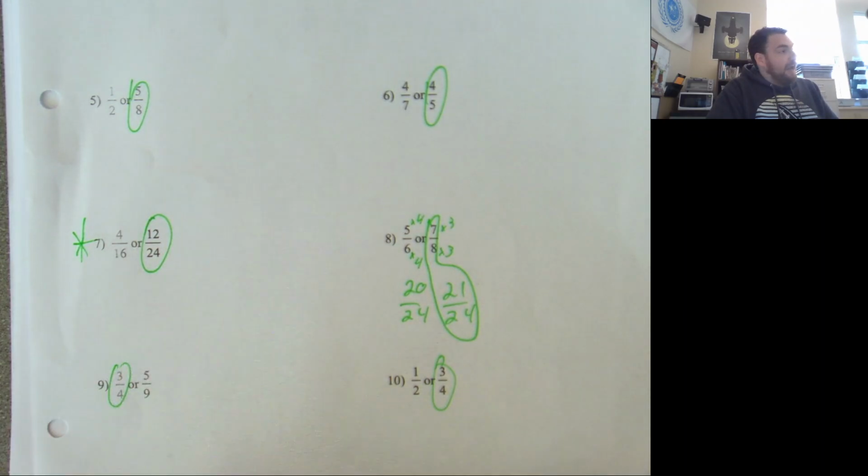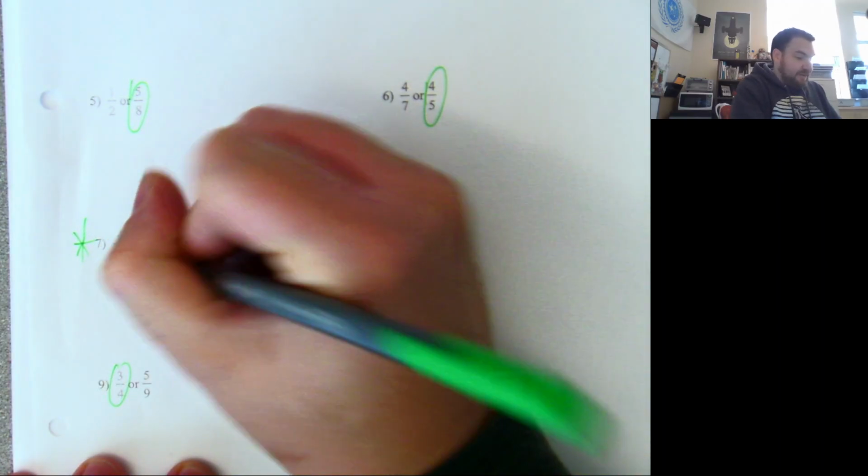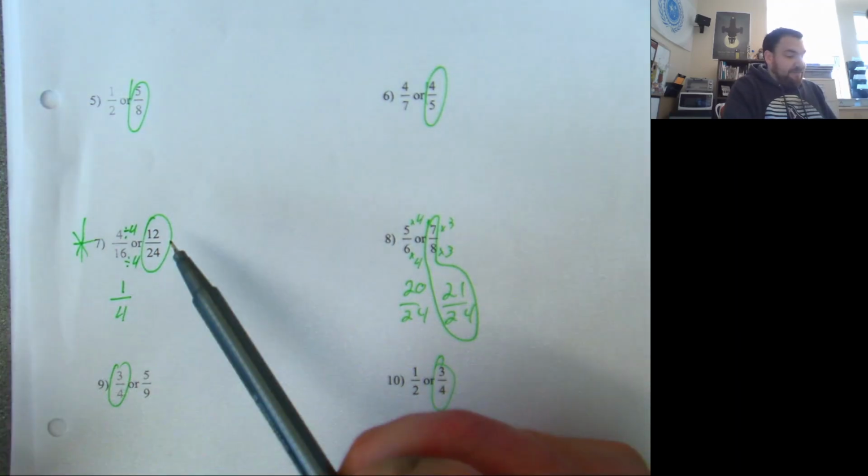What can I divide 4 and 16 by? Yes, thank you, Liam. I can divide them both by 4. 4 divided by 4 is 1, 16 divided by 4 is 4, and I can do something similar over here.